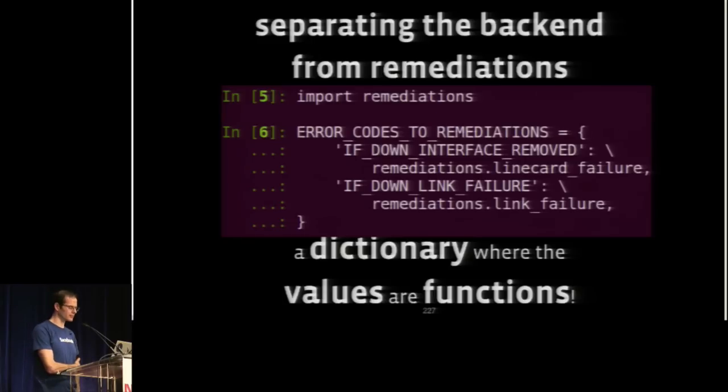IF down link failure. So this allows you to actually pull all that out of your for or if statements and build a single mapping of, when I see this code, I run this function. And so what I have here is I imported the module called remediations. And then I made the value actually be a reference to the function itself without running the function.